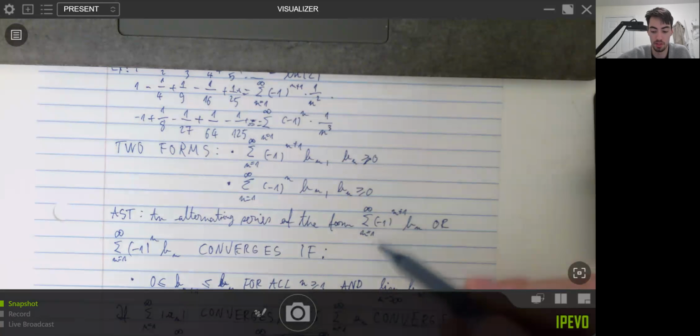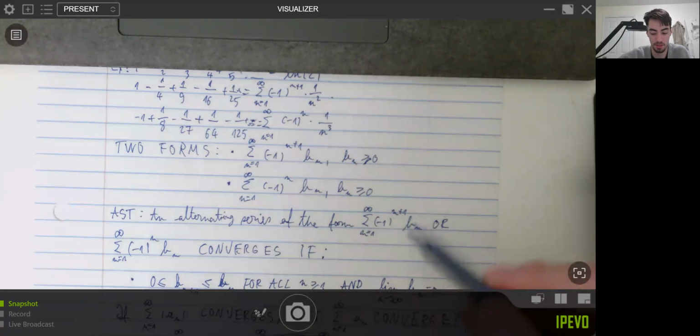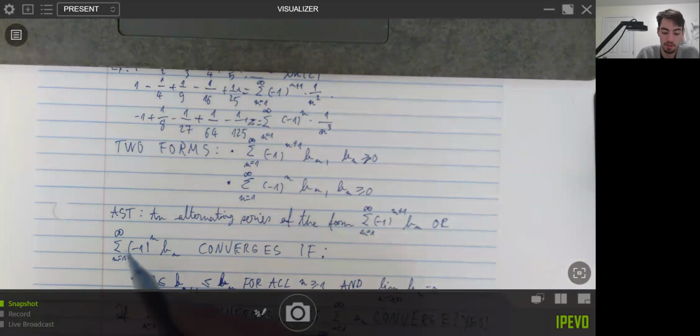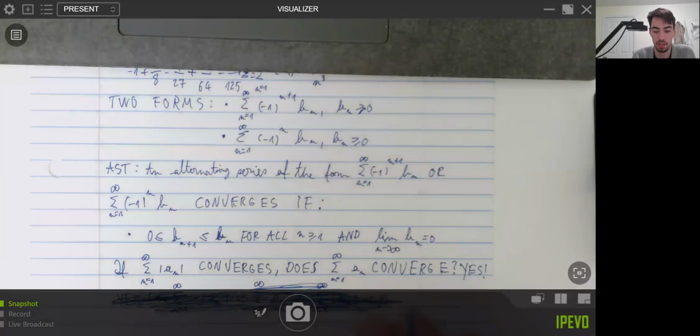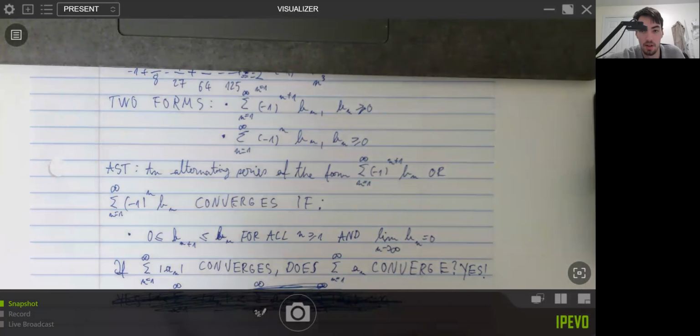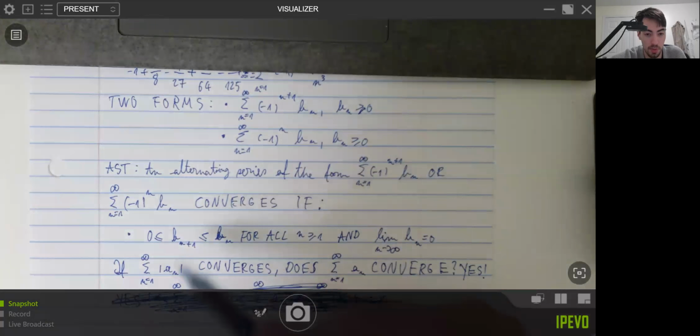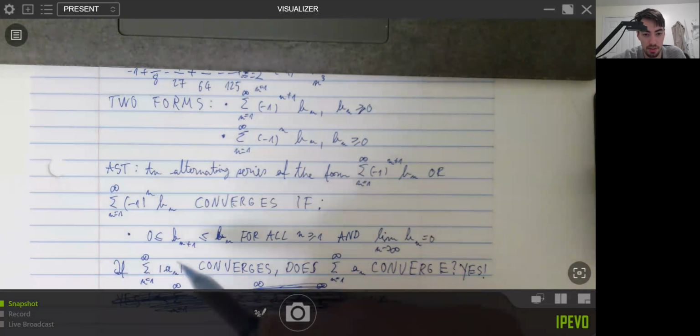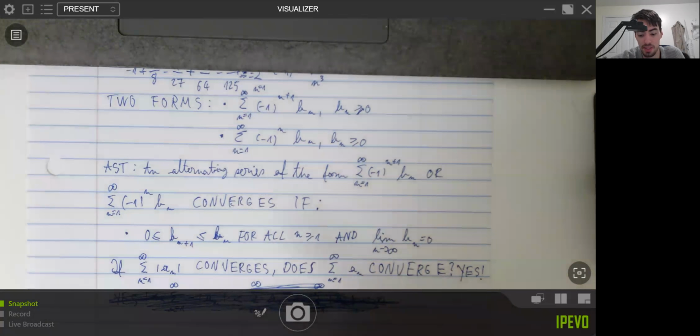An alternating series of one of the two above forms, the sum from n equals 1 to infinity of -1 to the n plus 1 times bn, or the sum from n equals 1 to infinity of -1 to the n times bn, converges if two conditions are satisfied. First, all the bn's must be positive and decreasing, so 0 is less than or equal to bn plus 1, which in turn is less than or equal to bn for all n greater than or equal to 1. And not only are the bn's decreasing, their limit is actually 0. So the limit as n goes to infinity of bn is 0.